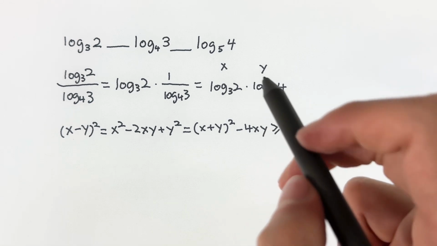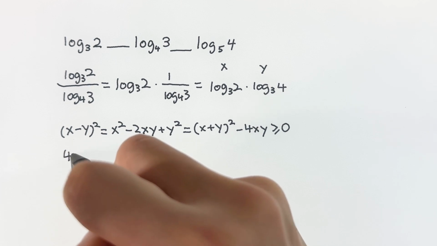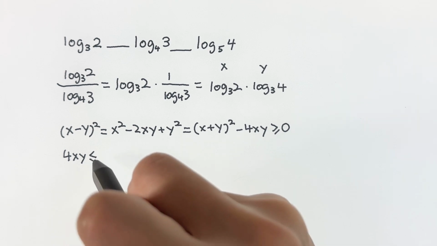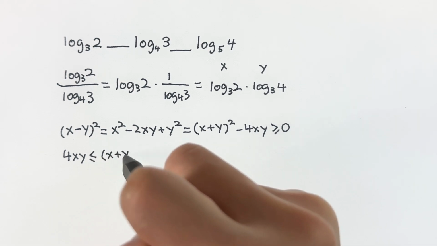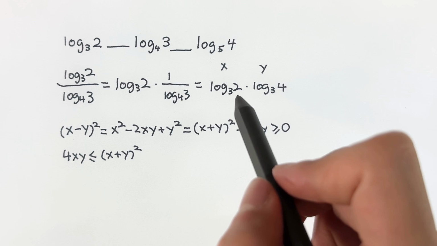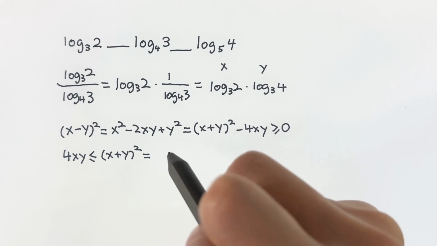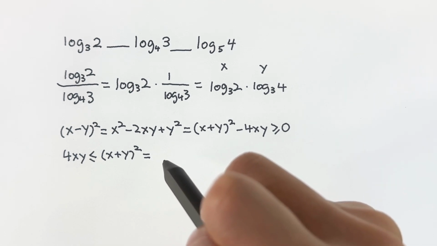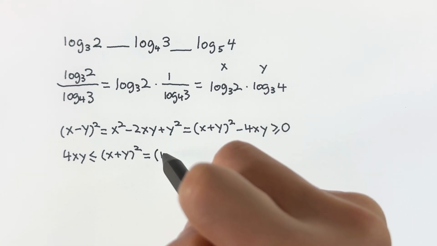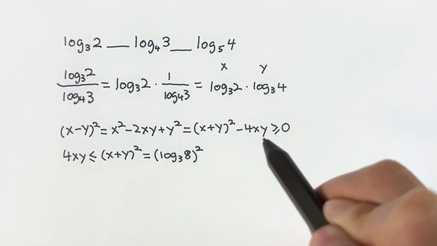So we have 4xy is less than or equal to (x plus y) squared. And then we know the value of x plus y already. x plus y equals log base 3 of 2 plus log base 3 of 4. Since they have the same base, we can apply the sum of logs. So this will equal log base 3 of 2 times 4, which is 8, squared.